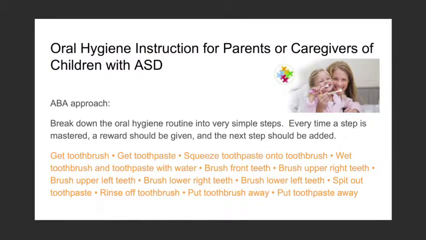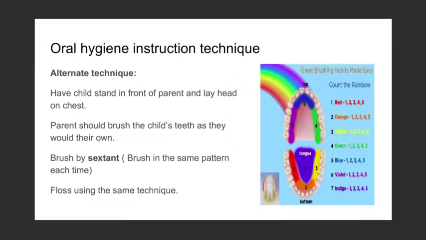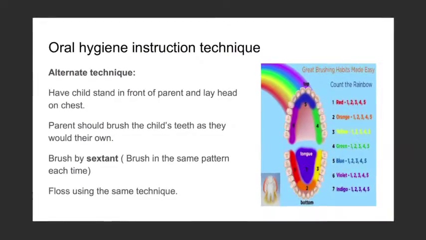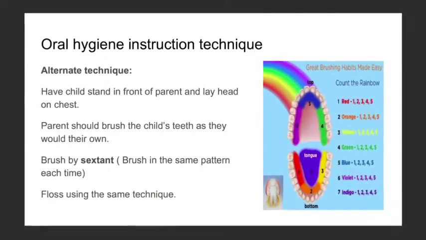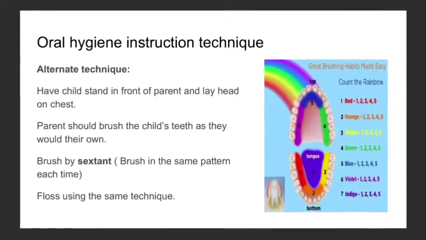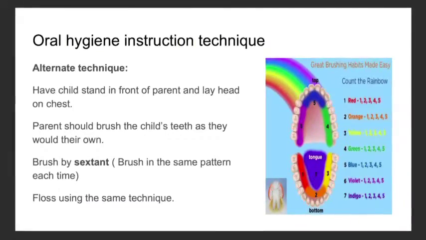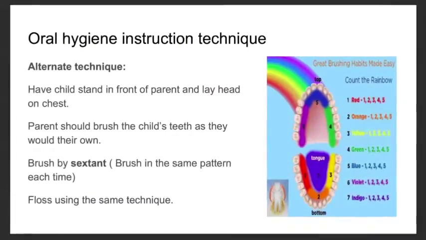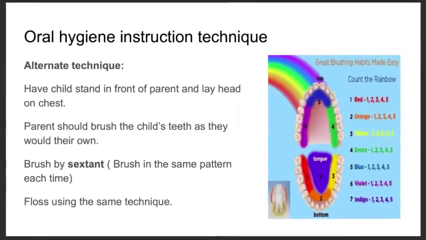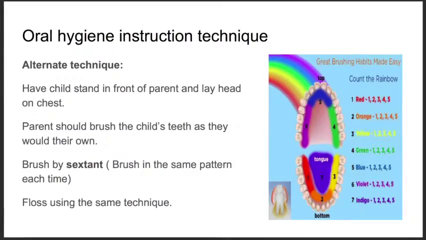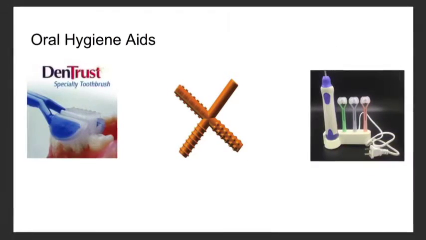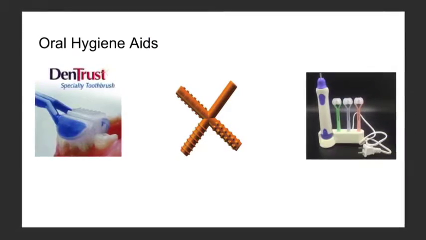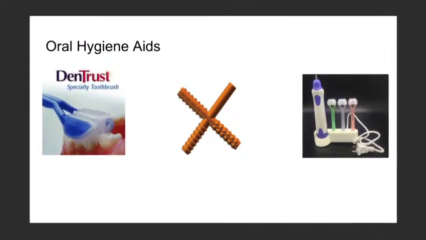The second technique for oral hygiene instruction is to have the child stand in front of the parent and lay the head on the chest of the parent. Parents should brush the child's teeth as they would their own. Brush by sextant and always go in the same order and same pattern. Also floss the same way, making sure to treat each tooth individually. Oral hygiene aids such as the Dent Trust specialty toothbrush, bite sticks, or electric toothbrush could positively aid home care.